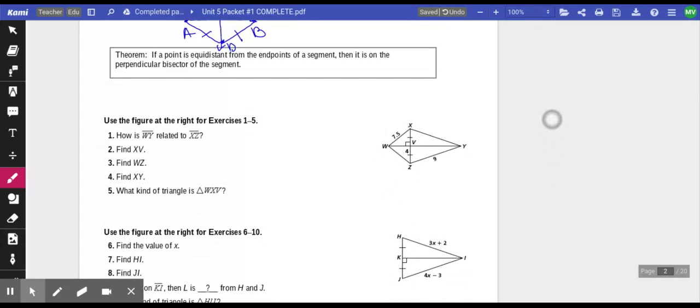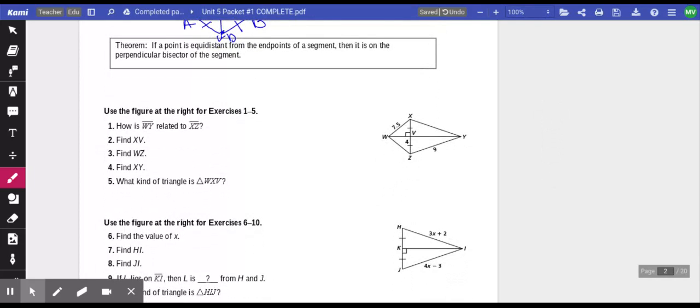So now use the figure to the right for exercises 1 through 5. How is WY related to XZ? Well, you can see that it's labeled as perpendicular and it's bisected. So it's the perpendicular bisector.